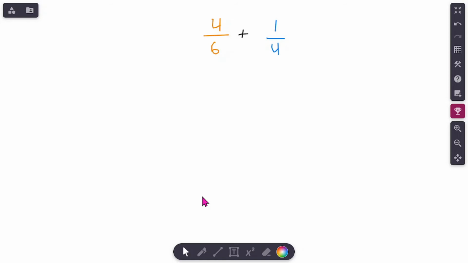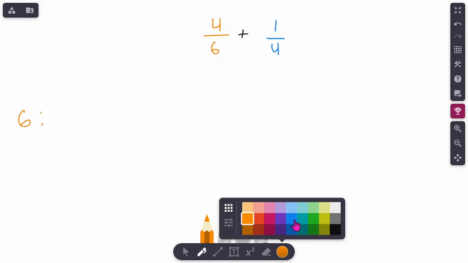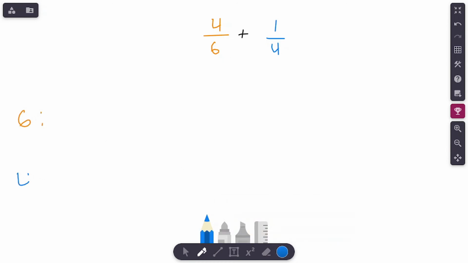Let's do it. We've got 4/6 plus 1/4. First thing I notice, the denominators are not the same, so we've got a little bit of work to do here. Feel free to pause me and try this one on your own if you'd like. I'm going to list out the two denominators. We've got 6 and we've got 4.